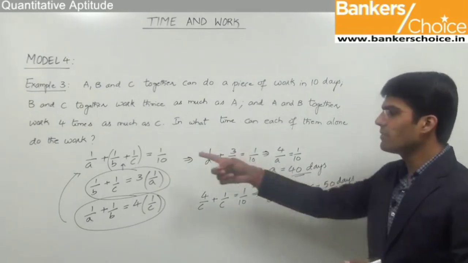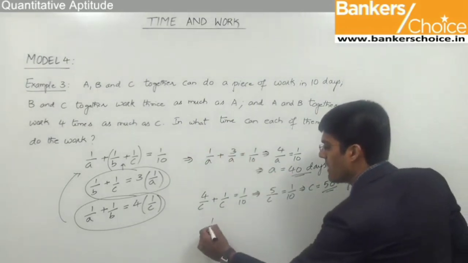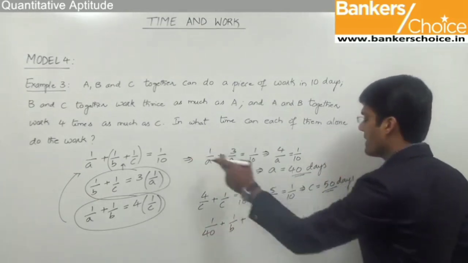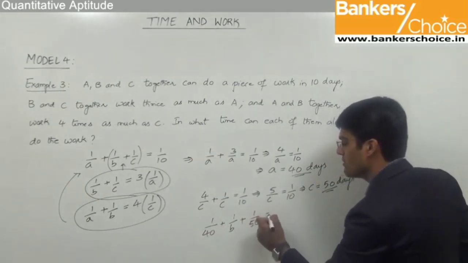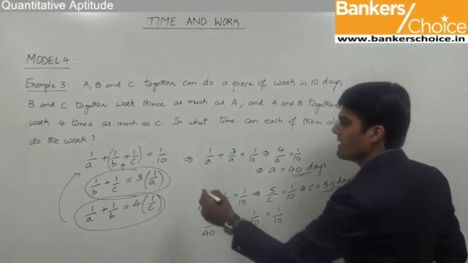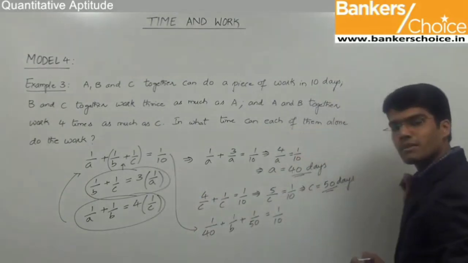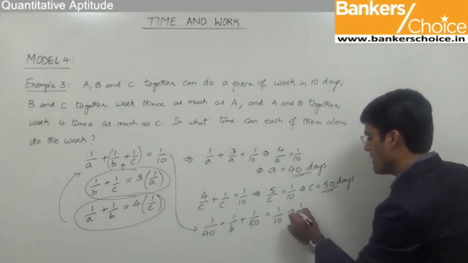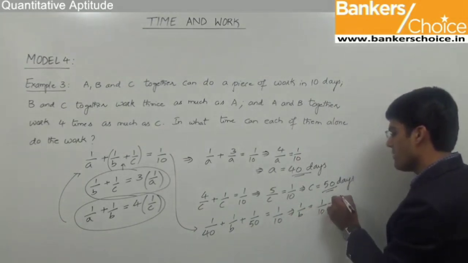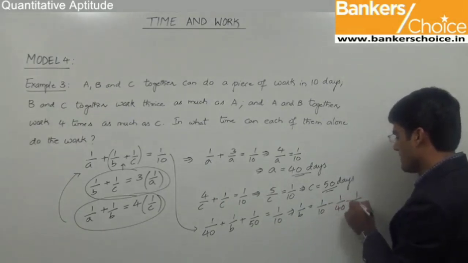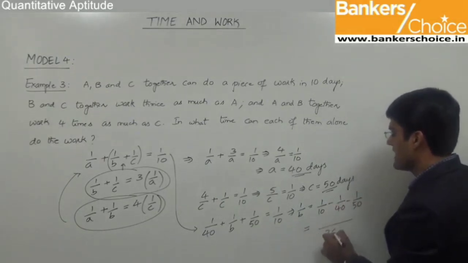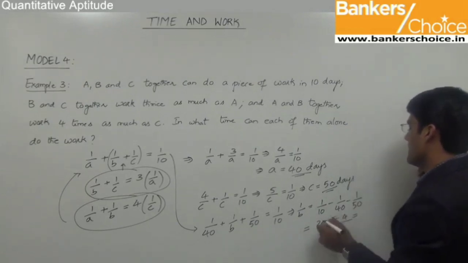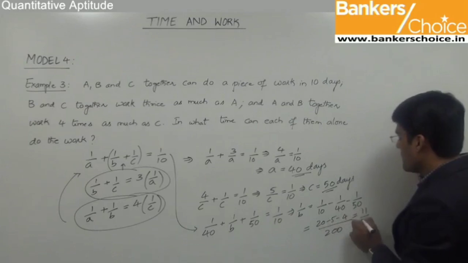Let us substitute these values in the first equation. So we can say that 1/A, that is nothing but 1/40, plus 1/B plus 1/C, that is nothing but 1/50, should be equal to 1/10. If you observe, we are trying to use this equation here: 1/A + 1/B + 1/C equals 1/10. And from this we can say 1/B should be equal to 1/10 minus 1/40 minus 1/50. So by taking 200 as LCM here, we get 20 minus 5 minus 4, which is 20 minus 9, 11/200.